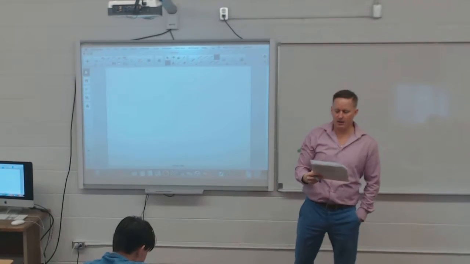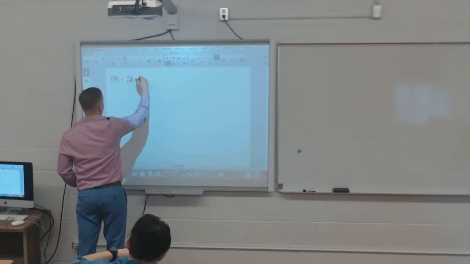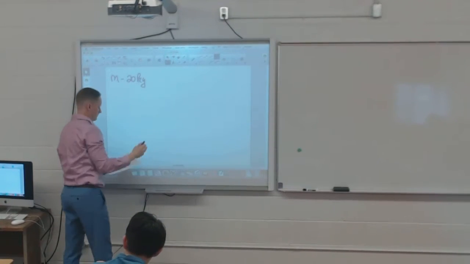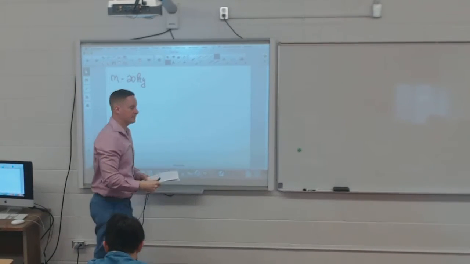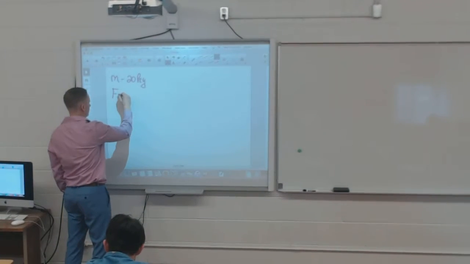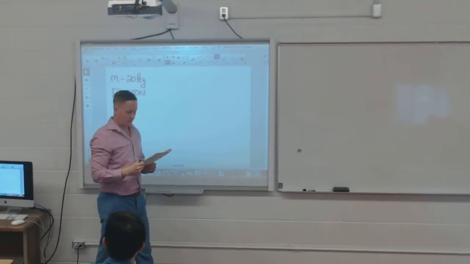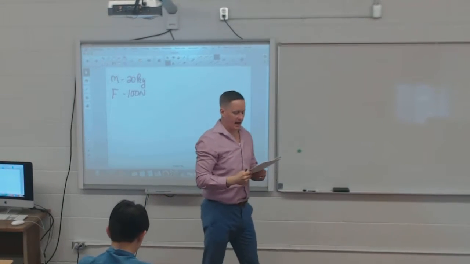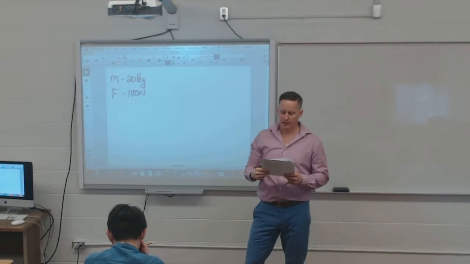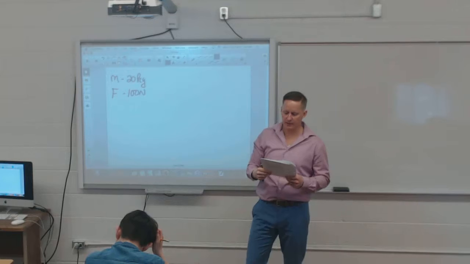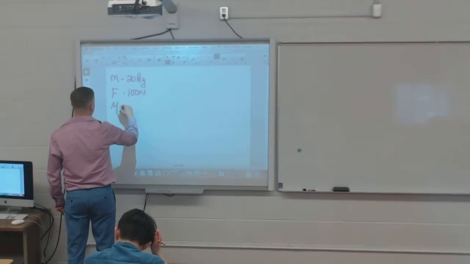A 20 kilogram box being dragged across a floor with a force of 100 newtons. The force is applied at an angle 40 degrees above the horizontal. If the coefficient of kinetic friction is 0.32, what is the acceleration of the box?